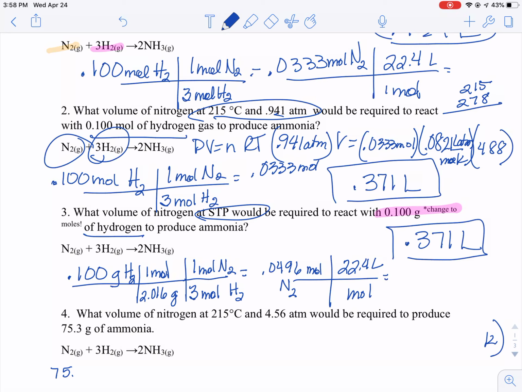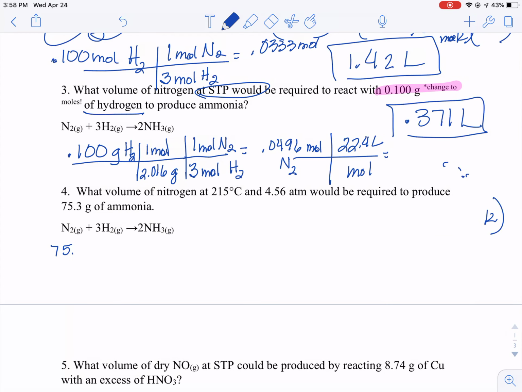I don't remember what the answer was. I'll have to do the calculations. The answer for this one, hopefully you already discussed, is 1.42 liters. All right. Number 4.